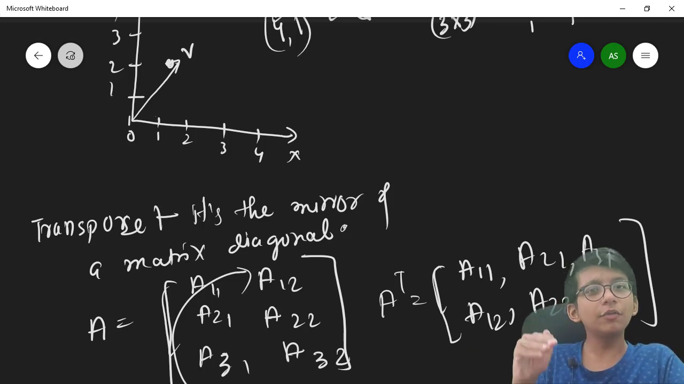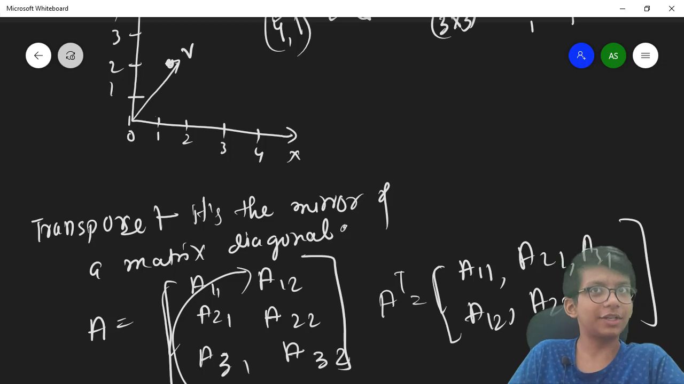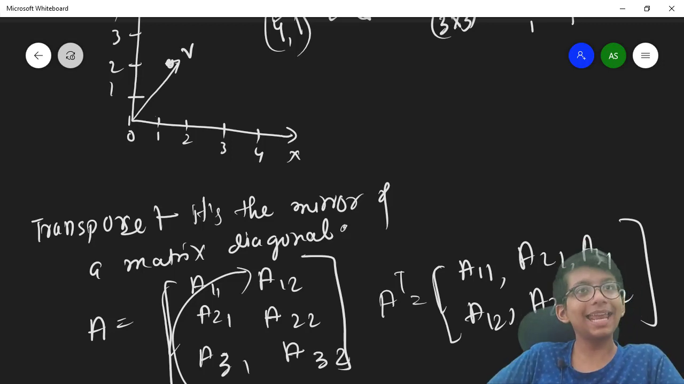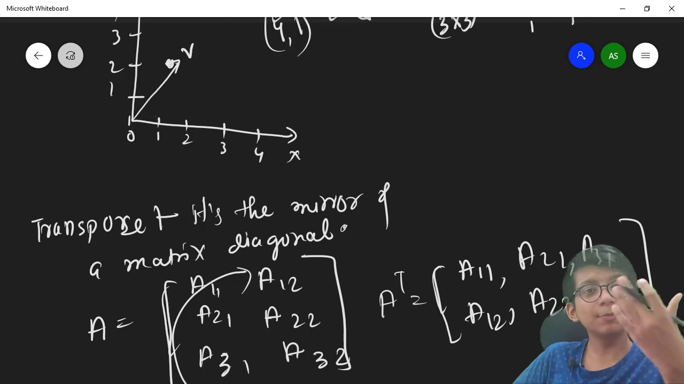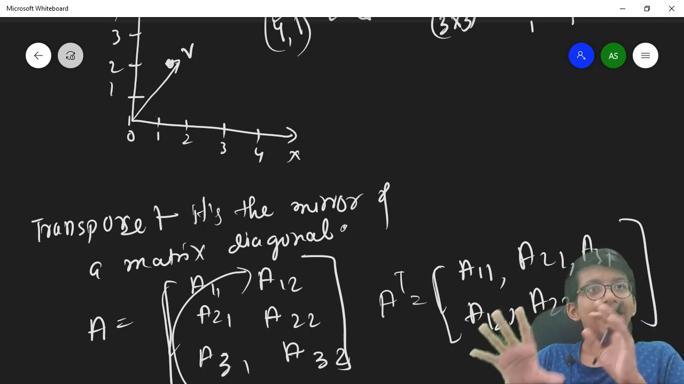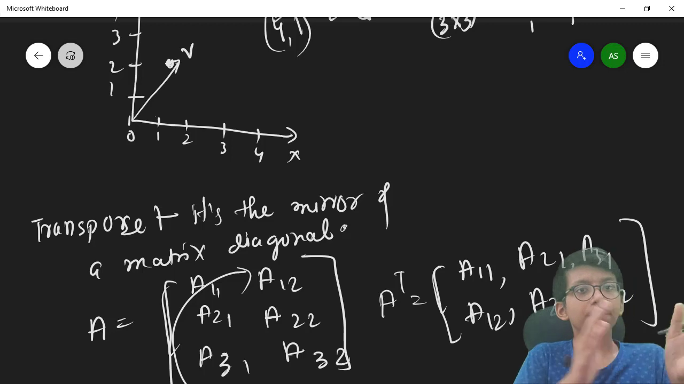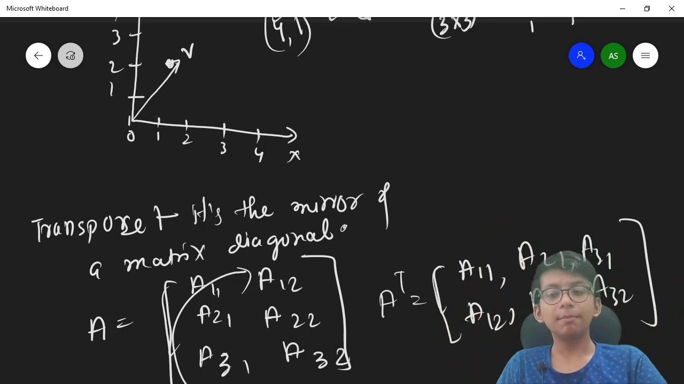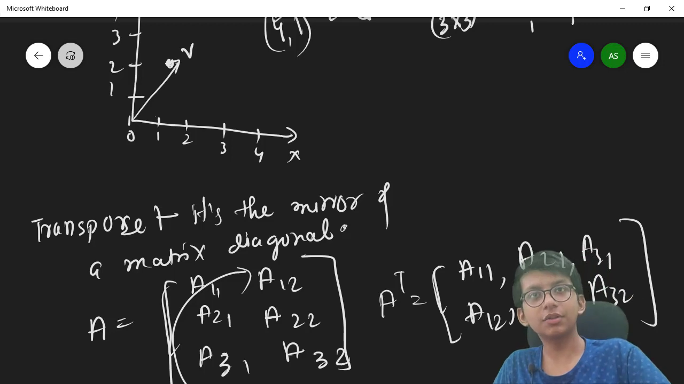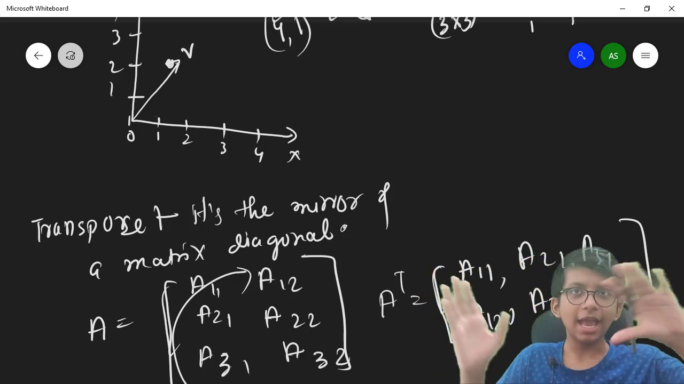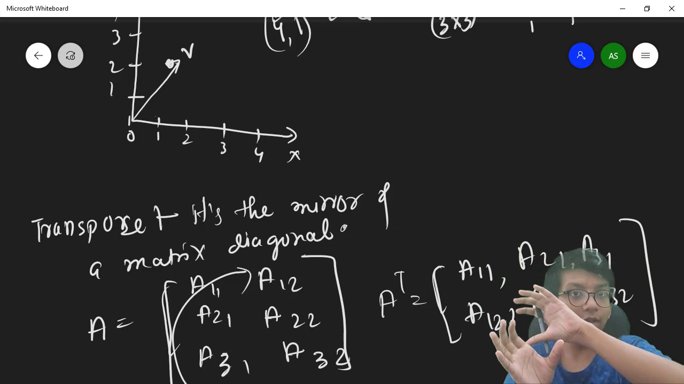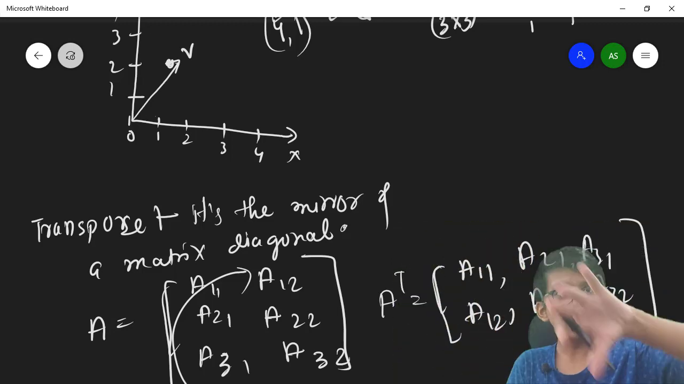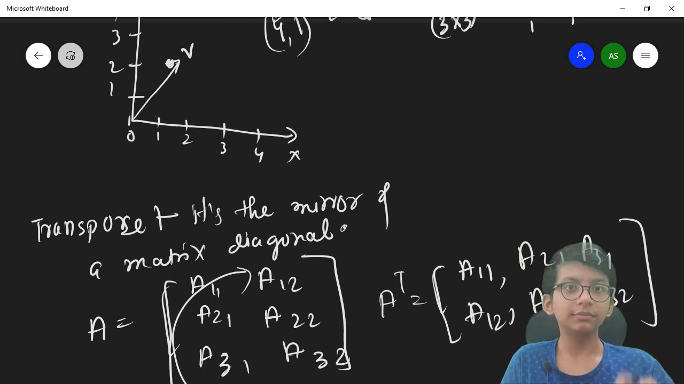I will tell you how we assess the elements of a matrix. You apply a transpose to this A, and the transpose gives A11, A21, A31, because it's the mirror image of your diagonal. So the first column becomes the first row, and the second column becomes the second row.